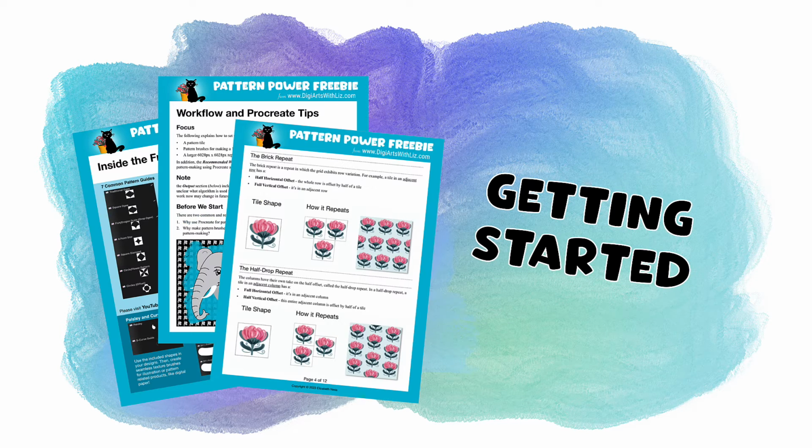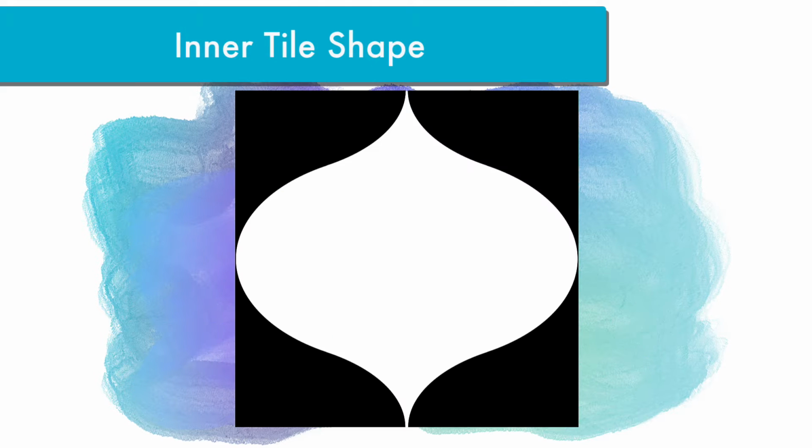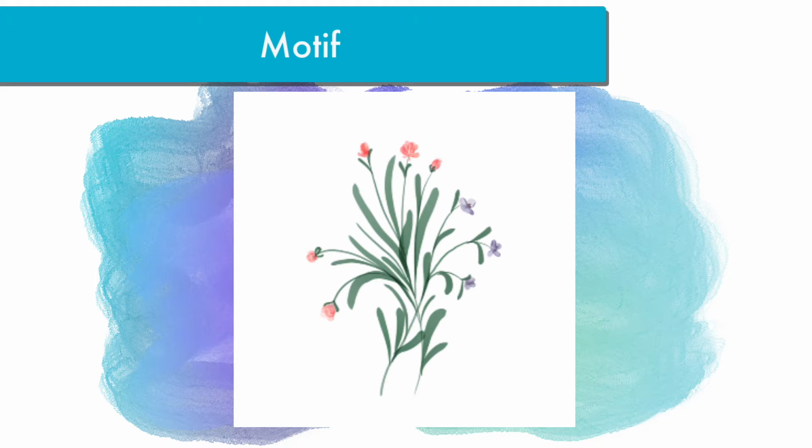You can follow along with the PDFs included in the freebie. Let's quickly get through some definitions. For this tutorial, a block is a square tile. Horizontal offset is a shift in the horizontal direction. Inner tile shape is the primary shape dividing the space within a tile, while motif is the drawing or illustration.